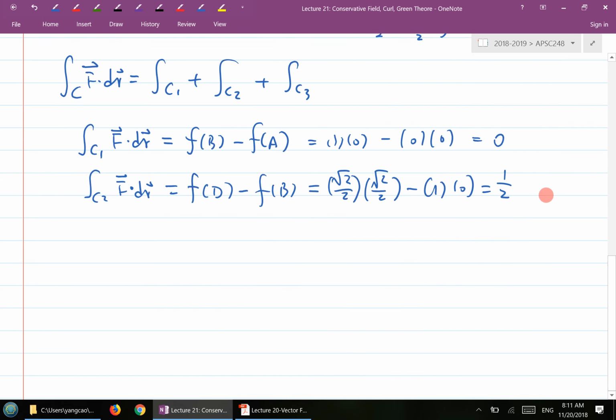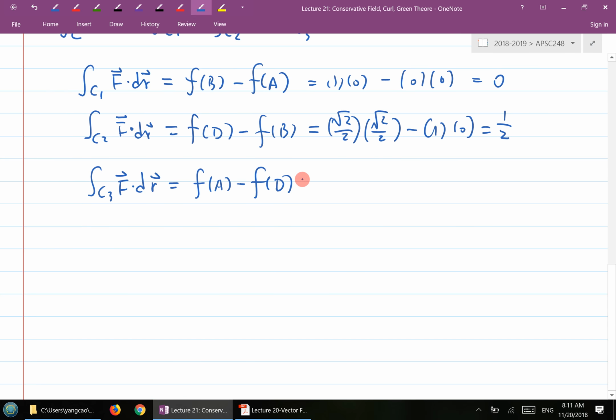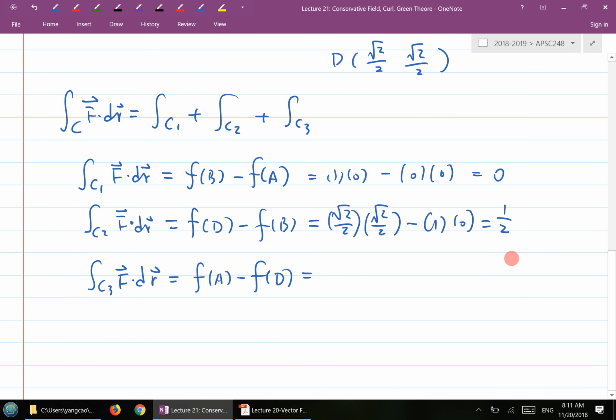So let's calculate C3. As you probably can imagine, the C3 line integral value will be -1/2. For C3, the endpoint is A, the starting point is D, and that gives you basically 0 times 0 minus √2 over 2 times √2 over 2, which is -1/2. So altogether, you get a 0 value for the total vector line integral.